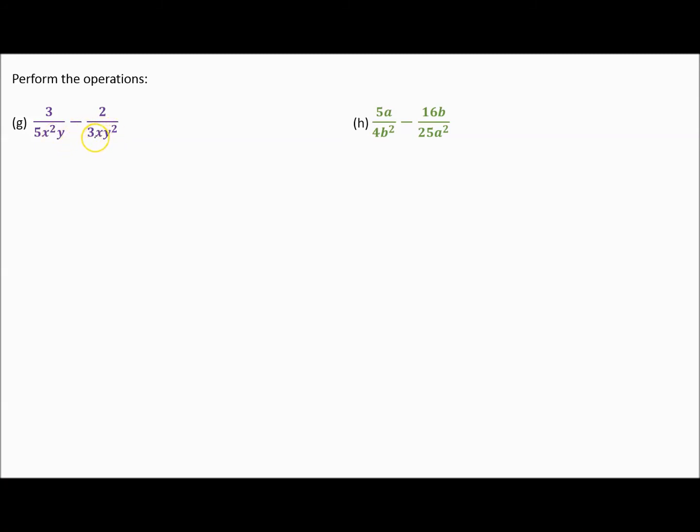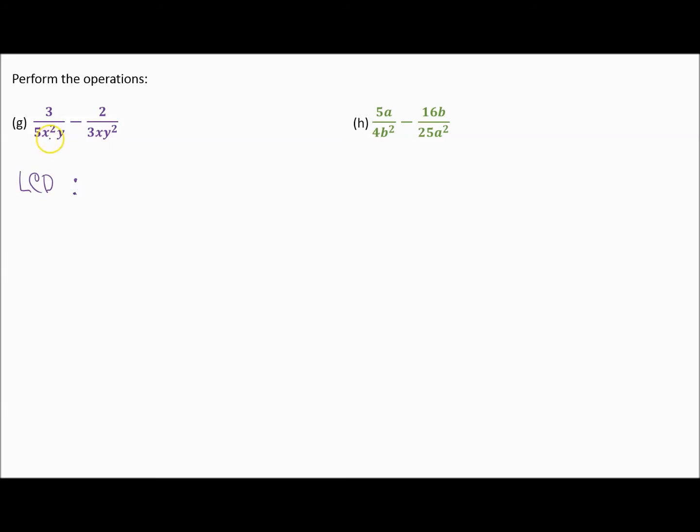The first thing I have to ask myself is, do I have a common denominator? And look, no, I don't. So the first thing I have to do is find a least common denominator. This is already completely factored. 5 won't break down anymore. It's prime, neither will 3. So I have to use everything that shows up the most number of times it shows up.